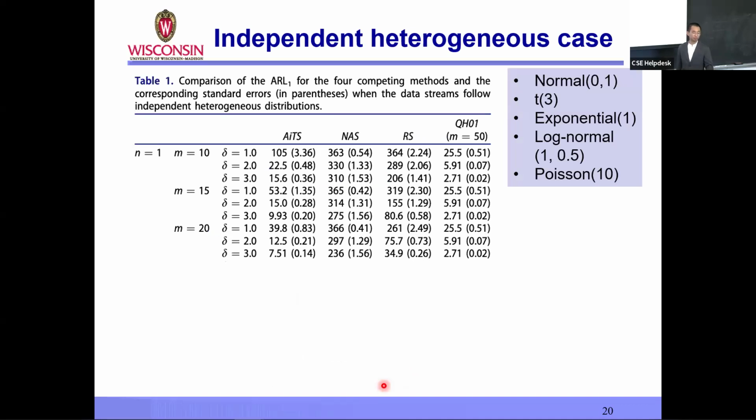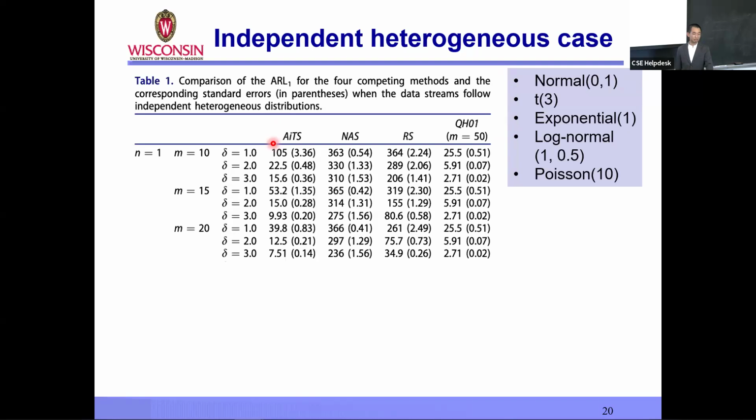So to begin with, we first consider an independent heterogeneous case. We have 5 different types of data distributions, and for each type, we have 10 data streams. So in total, we have 50 data streams. This table shows us the detection delay for each method. Remember, the smaller the value, the better the performance.